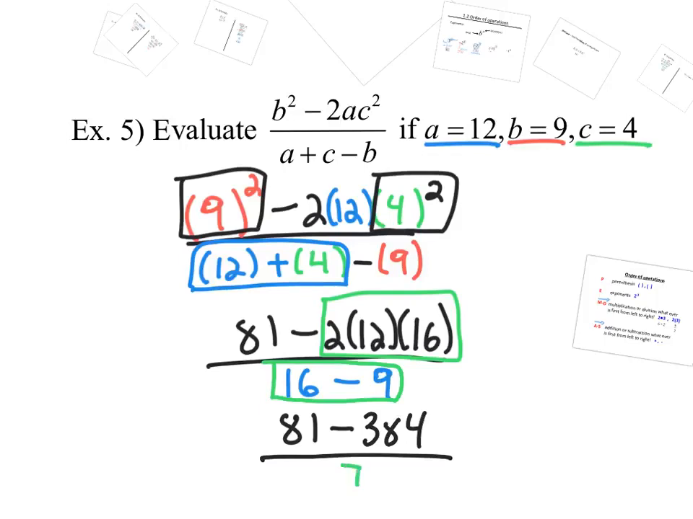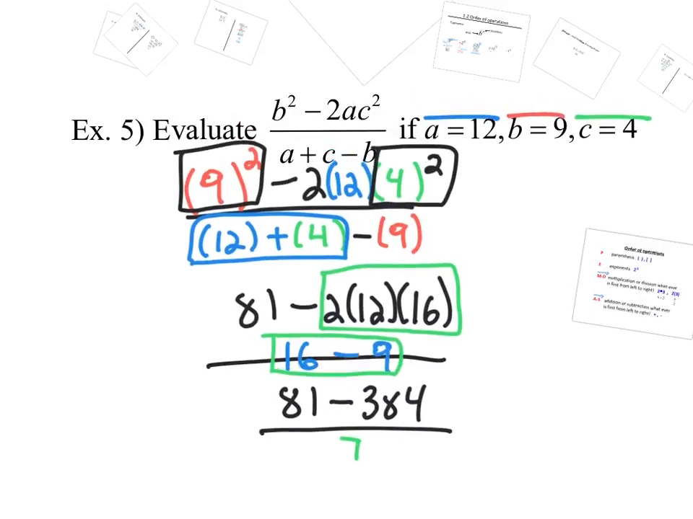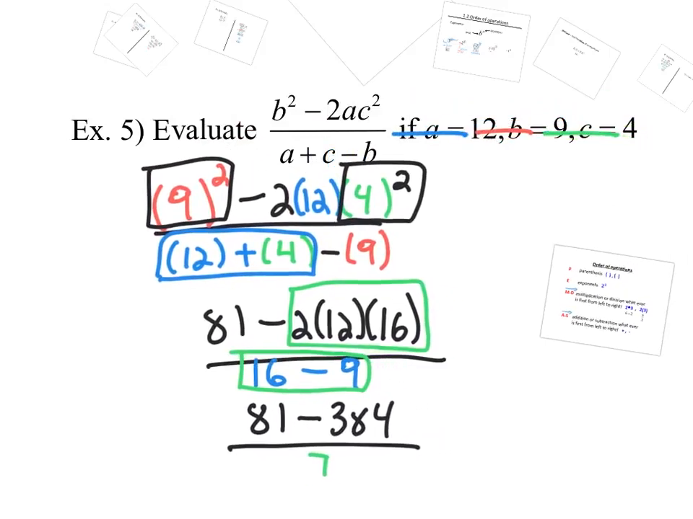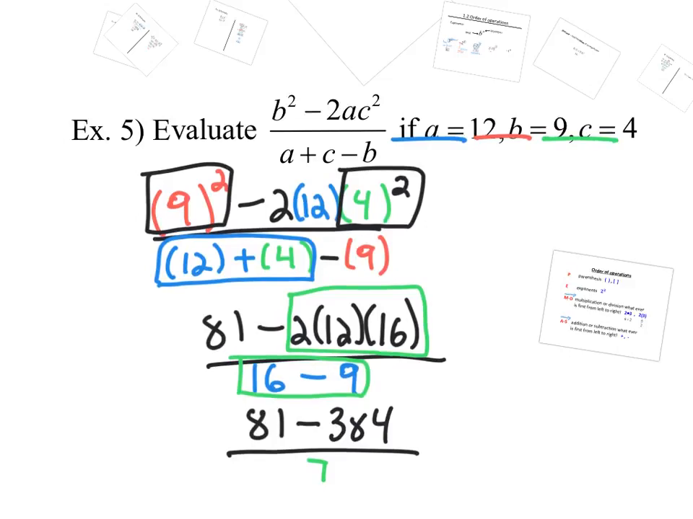7 right here. Okay, so now let me show us. Hey, the fraction is not moving. Okay, let me just put it right here. So now you guys will do the top. So 81 minus 384 is negative 303. You subtract because they have different signs. And the bottom is 7.